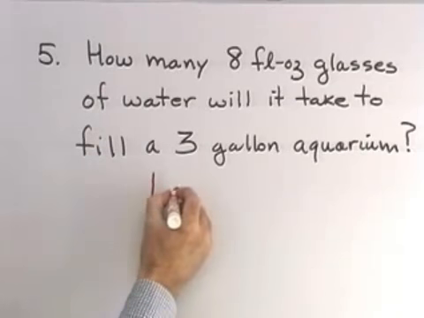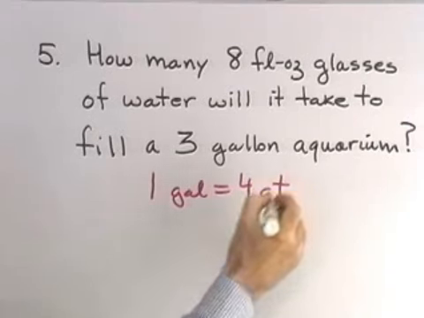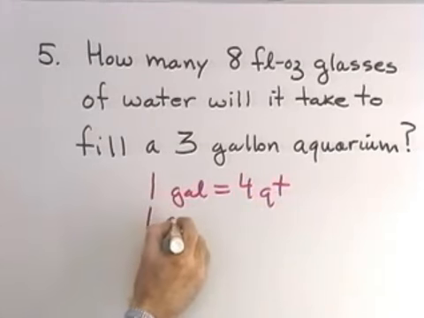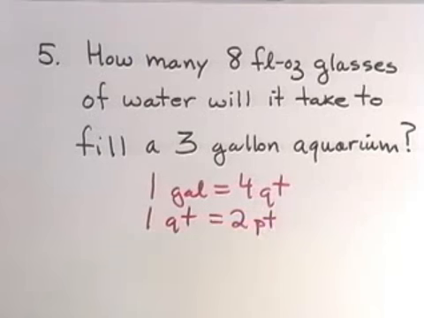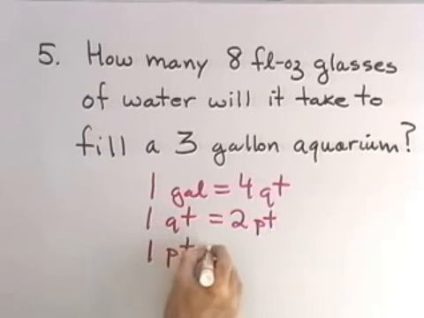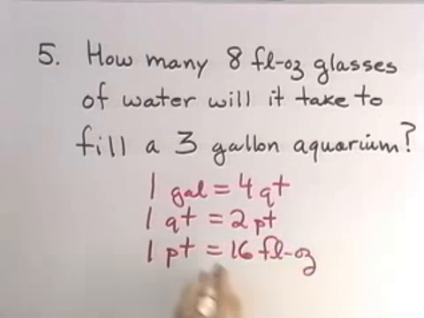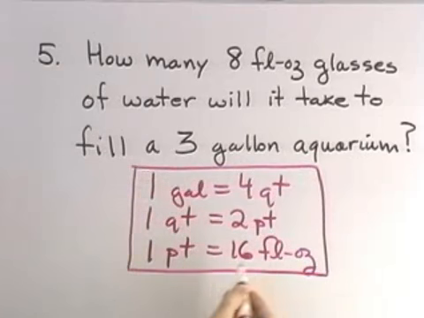I do know that 1 gallon is equal to 4 quarts. And I also know that 1 quart is equal to 2 pints. And then I also know that 1 pint is 16 fluid ounces. Well, this should be enough to allow me to change gallons into fluid ounces.